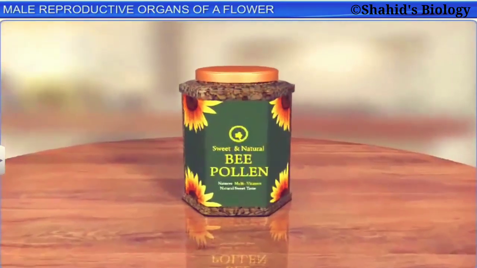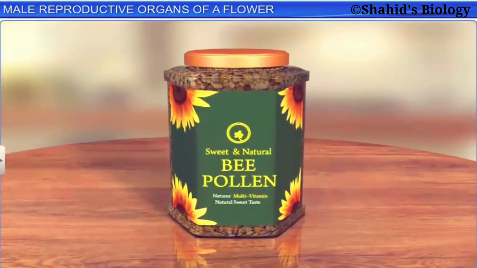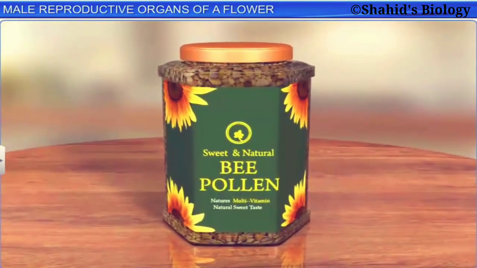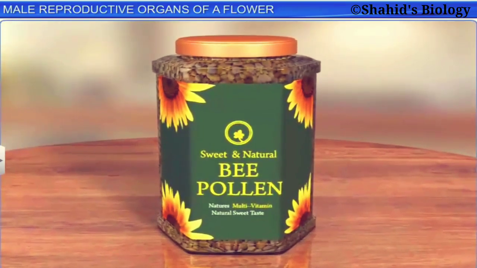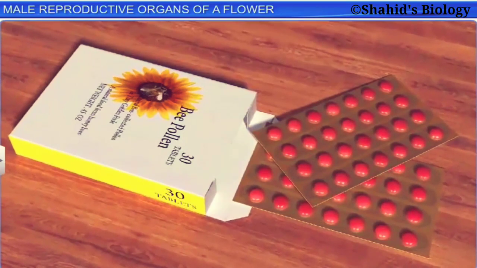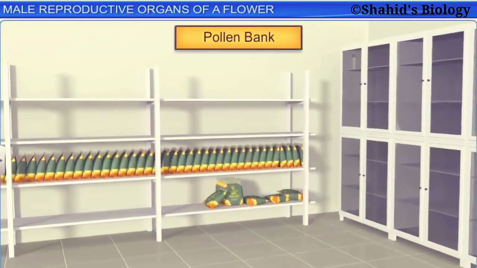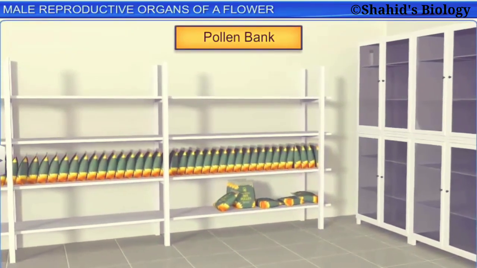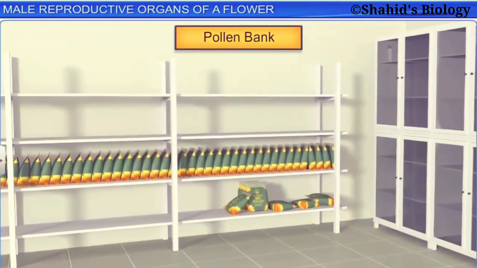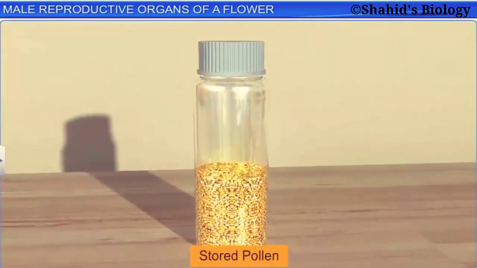Pollen grains, which play a vital role in plant reproduction, are also often consumed by human beings as they are rich in nutrients. Pollen products, in the form of tablets and syrups, are commonly spotted on shelves of supermarkets. Moreover, pollen is also stored in pollen banks in liquid nitrogen at -196 degrees centigrade. The pollen is later used in plant breeding programs.